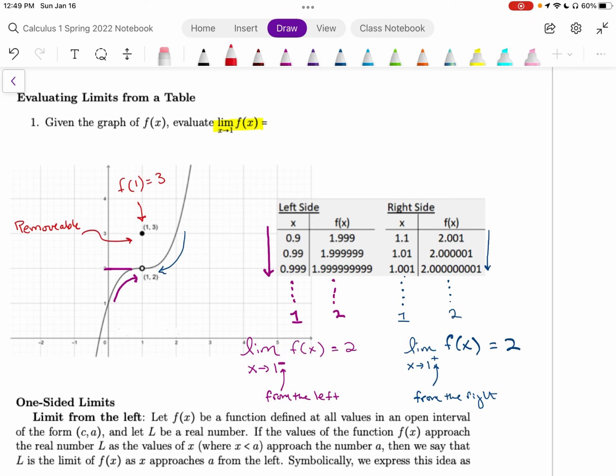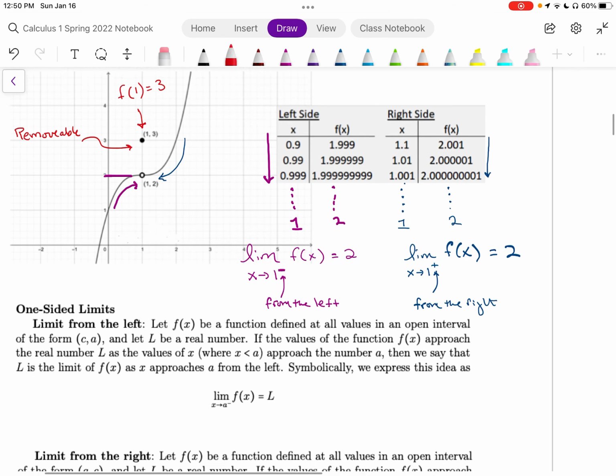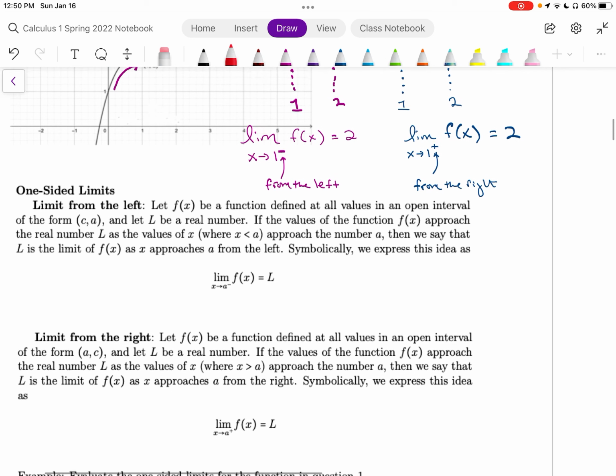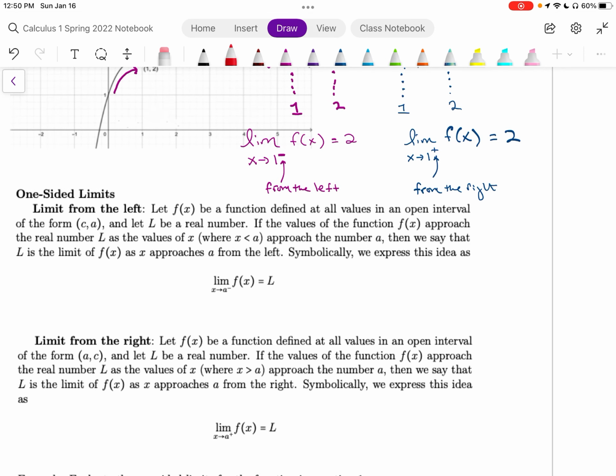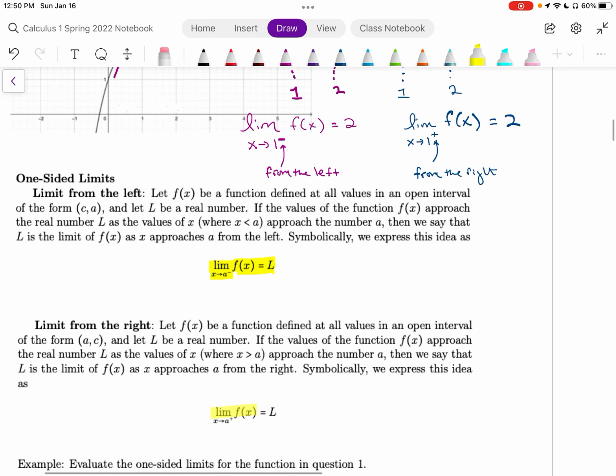And the function value is 3. But the limit, as x approaches from the left or the right, it's approaching 1. Okay? So let's talk about a one-sided limit. I'm not going to talk about this too much. I'm just going to let you look at this definition and notice what I just wrote is what this looks like right here. Okay, the limit as x approaches some number from the left is L, or you can come in from the right and you would write it like this.